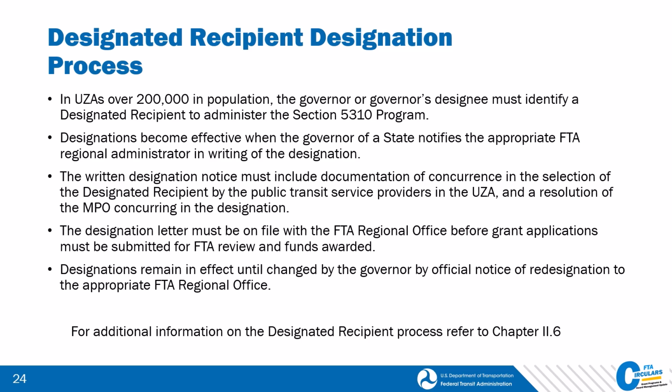The designation letter must be on file with the FTA regional office before grant applications can be submitted for FTA review and before the funds are awarded. This designation remains in effect until changed by the governor by official notice of redesignation to the appropriate regional office. For additional information on the designated recipient process, refer to Chapter 2, Section 6.